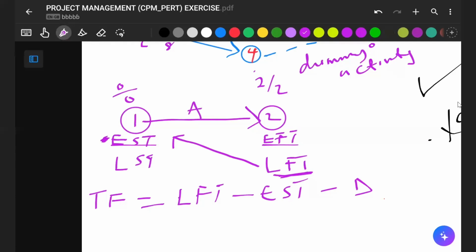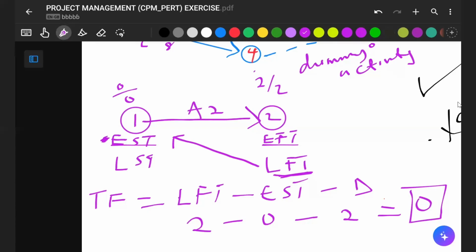So for activity A, for example, the latest finishing time is 2, minus the earliest starting time, which is 0, minus the duration of A. We know duration of A is 2, minus 2. Everything gives you 0. This means that A has no time for nonsense. There's no space, there's no free time for activity A. That is why we refer to it as an activity on the critical path.